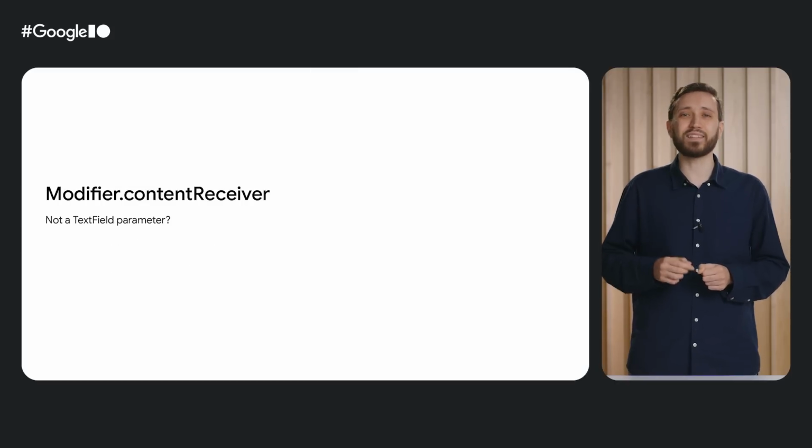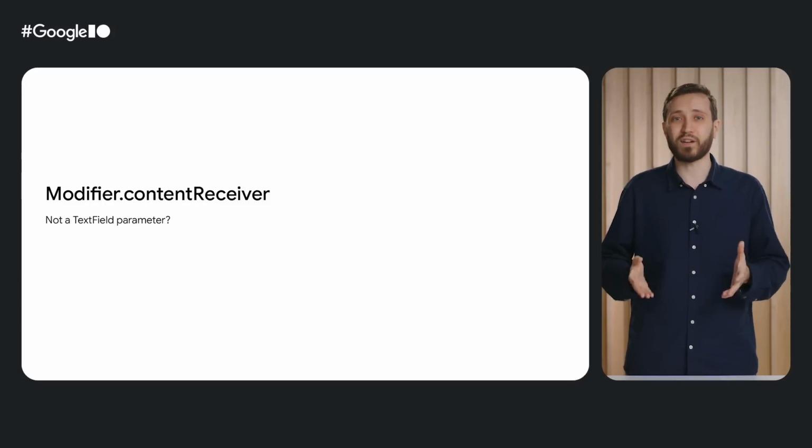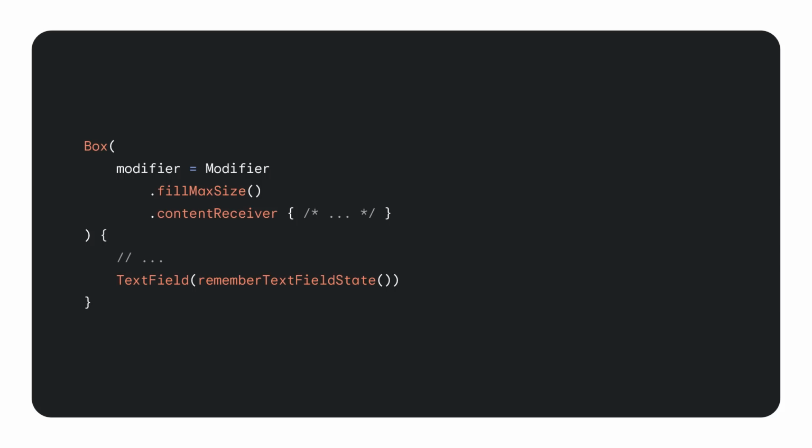And you can tell that there might be more to this modifier by realizing that content receiver is not tied to text field at all. It is just a modifier. We can apply it anywhere. We can put it on a parent composable of our text field and it would still work. This is because TextField looks for this modifier on its parent chain, not just in its own modifier.